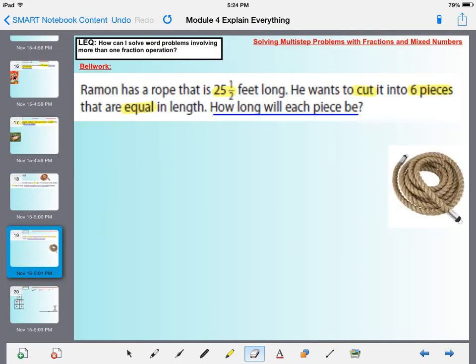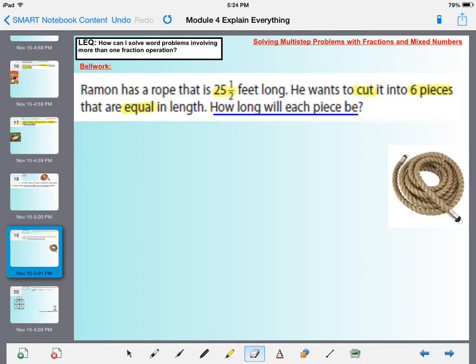Another real-world problem with fractions and mixed numbers: we have a rope that is 25.5 feet long. This gentleman wants to cut it into 6 pieces that are equal in length. These are the key words that let us know that we're dividing: cut, equal. We should know by now that our dividend is the total that we're starting with, so it is not the 6. That's how many pieces we're going to cut it into.